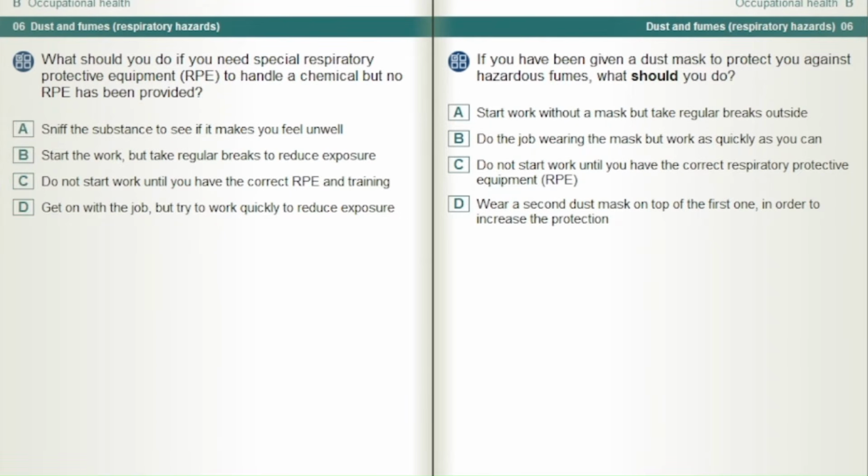If you have been given a dust mask to protect you against hazardous fumes, what should you do? Start work without a mask, but take regular breaks outside. Do the job wearing the mask, but work as quickly as you can. Do not start work until you have the correct respiratory protective equipment, RPE. Wear a second dust mask on top of the first one in order to increase the protection.